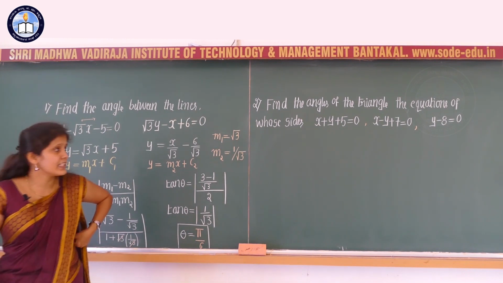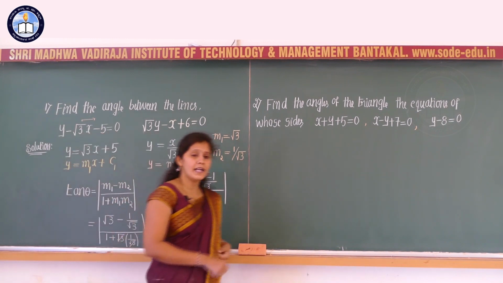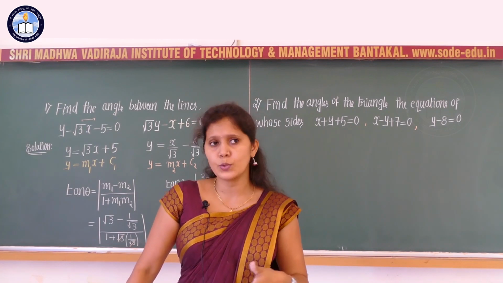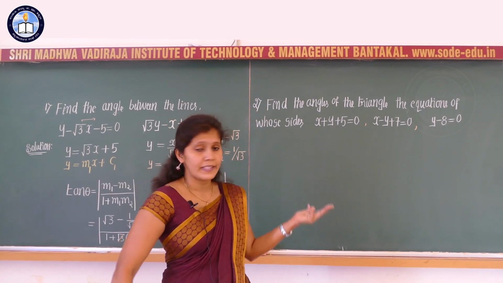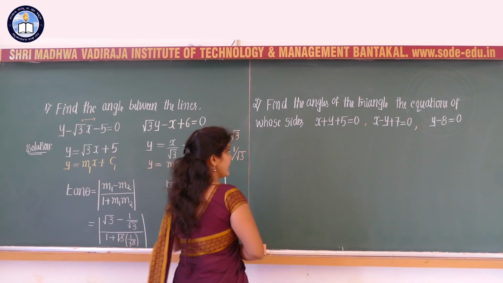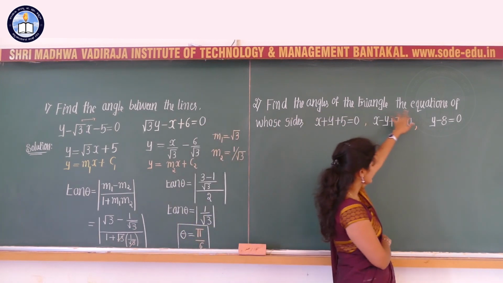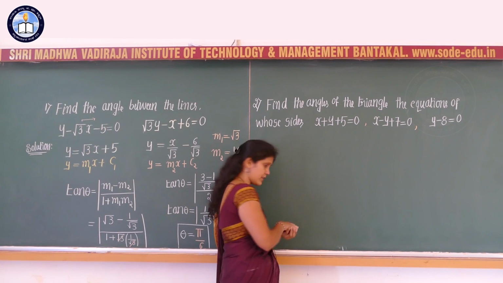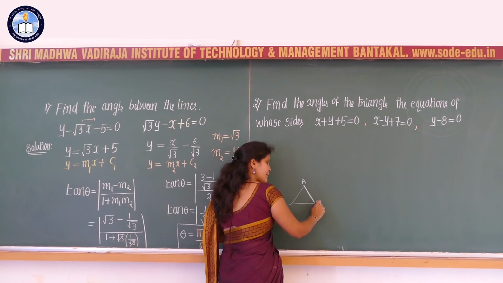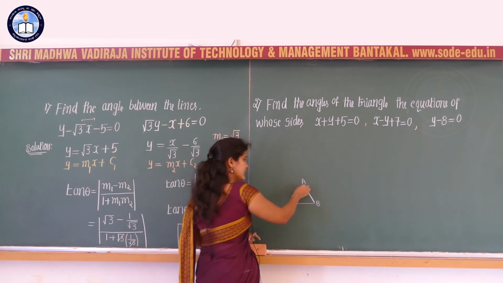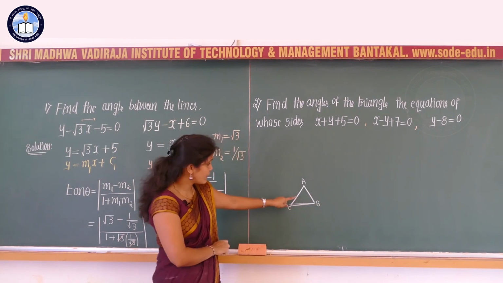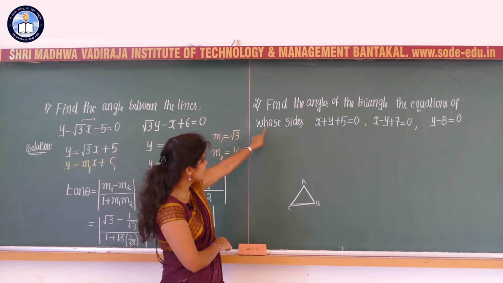And here for a triangle I can consider 3 different angles, and the sum of all the angles of a triangle is nothing but 180 degree. These two data we know, that is we need to find out 3 angles, and the sum of all the angles of a triangle is nothing but 180 degree. So find the angles of the triangle, the equations of whose sides are given. So if any triangle is given, the equations of the sides are given. AB represents one of the sides, AC is one of the sides, BC is one of the sides. There are 3 sides of a triangle, and the 3 sides are given.